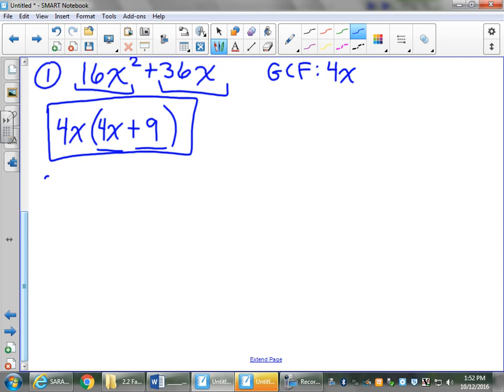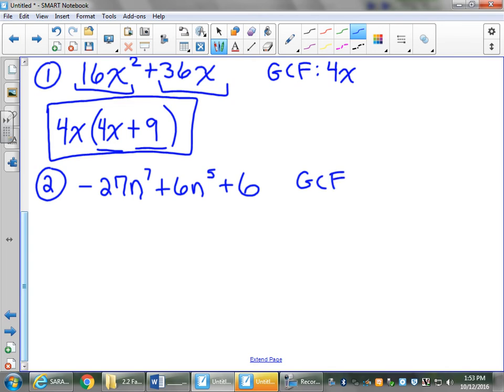Another example of factoring out a GCF. If I gave you negative 27n to the 7th plus 6n to the 5th plus 6. Looking at each term in this trinomial, there is a common factor of 3. So the GCF would be 3. And they don't all have an n, because this last term doesn't have an n, so we can't factor out any n's. All you would do is factor out a 3.